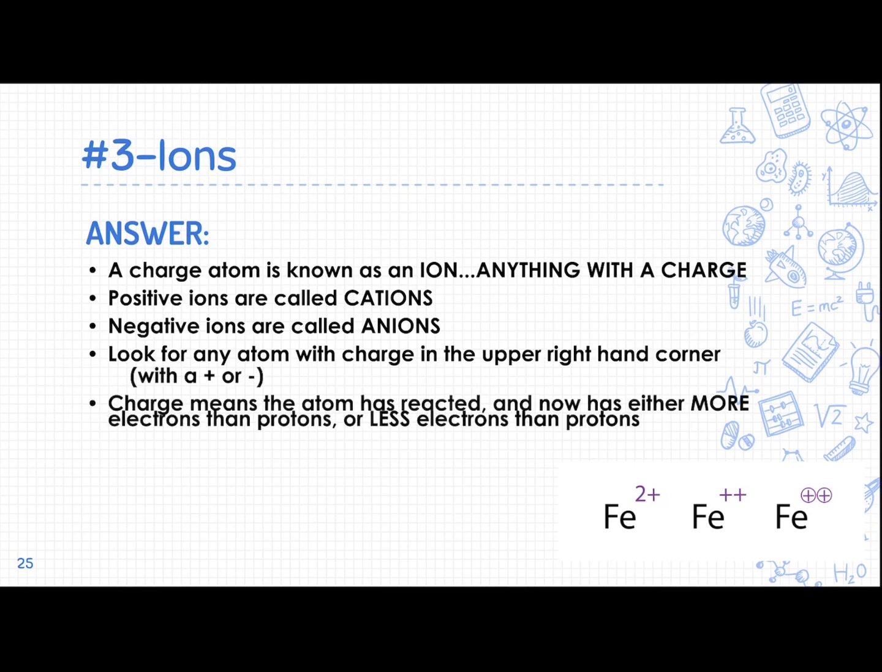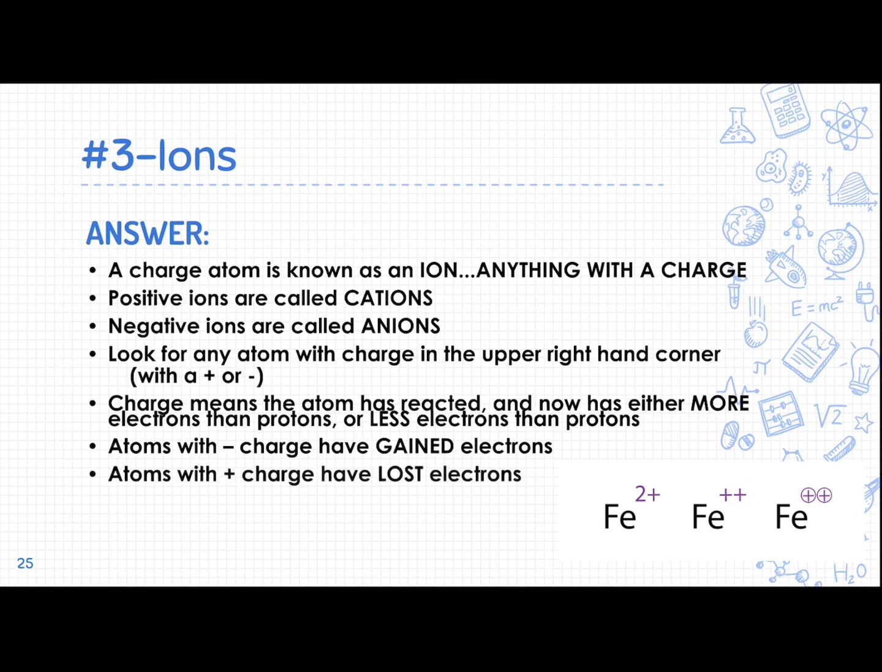Charge means the atom has reacted and now has either more electrons than protons or less electrons than protons. If it's negative, that means it gained electrons because electrons are negative. If it's positive, that means it lost electrons. So this picture in the bottom shows me different ways that those can be written. All of them just mean that it has a +2 charge, which means it has 2 more electrons than it has protons.